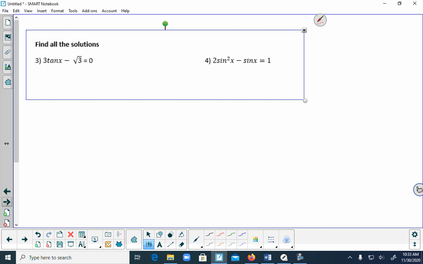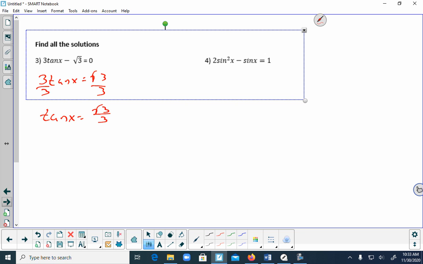The next ones is still find all the solutions. So again, leaving the trig function on one side by itself. So I'm going to have 3 tangent of x is equal to the square root of 3 when I add the square root of 3 to both sides. Then I'm going to divide both sides by 3. And I'm going to have the tangent of x is equal to the square root of 3 over 3.